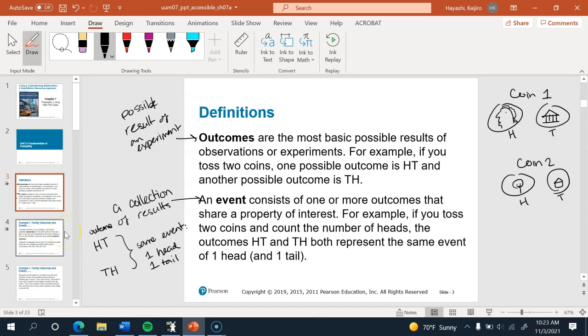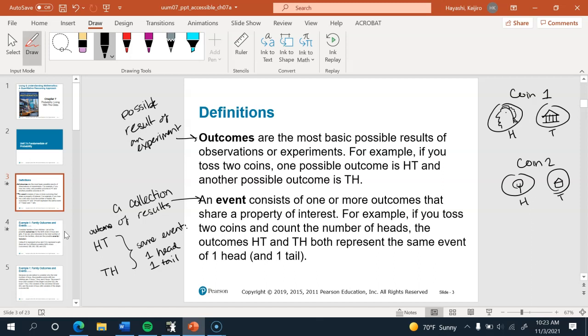So an outcome is a particular result, right? But an event is one or more results or outcomes, right? It's one or more outcomes that you're interested in because they share some property that you're interested in.